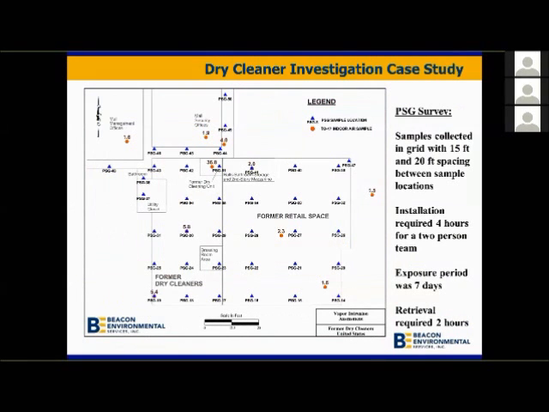So once again, here's a slide showing the PSG survey grid in relation to the indoor air samples. And I should note that it required 4 hours for a 2-person team to install the 38 samplers, and then following a 7-day exposure period, a 2-person team retrieved the samplers and patched the holes over a 2-hour period. Samples were then submitted to Beacon's lab and analyzed following method 8260C.